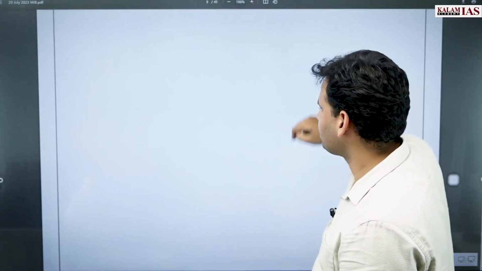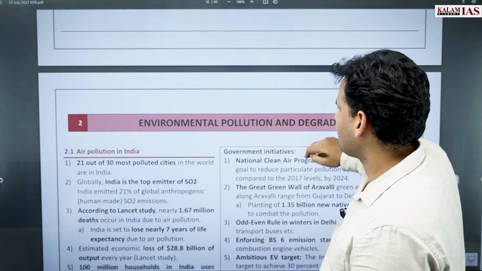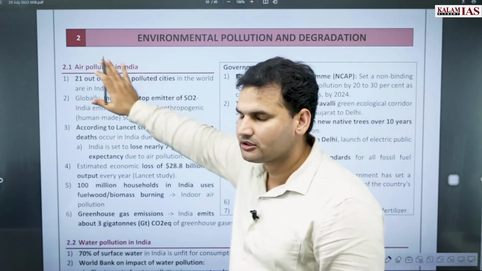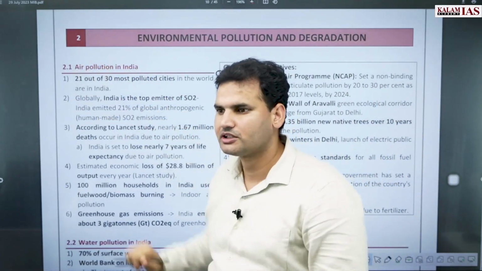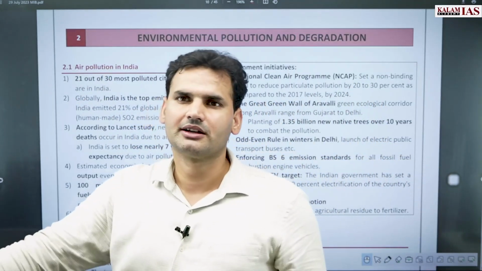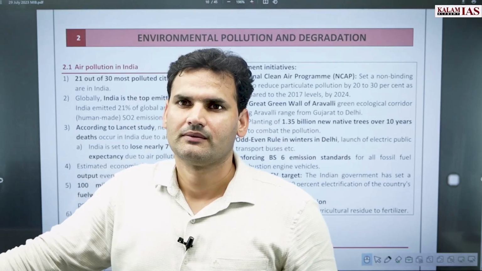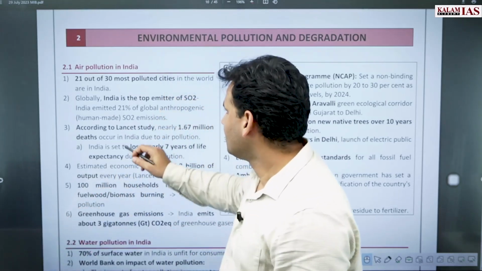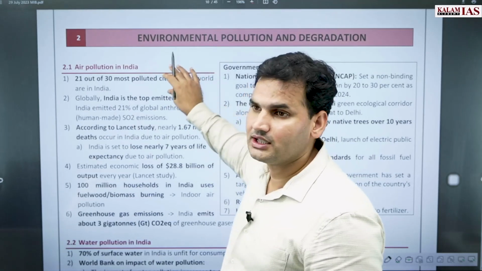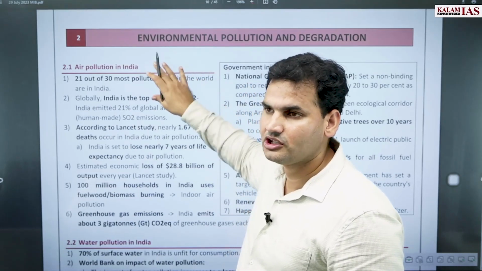So our next important theme is with regards to environmental pollution and degradation. What is the state of affairs with regards to environmental pollution in India? We have already seen that around 4 years and 11 months are gone on an average in India. So 21 out of 30 most polluted cities in the world are in India. Extreme cause of concern.